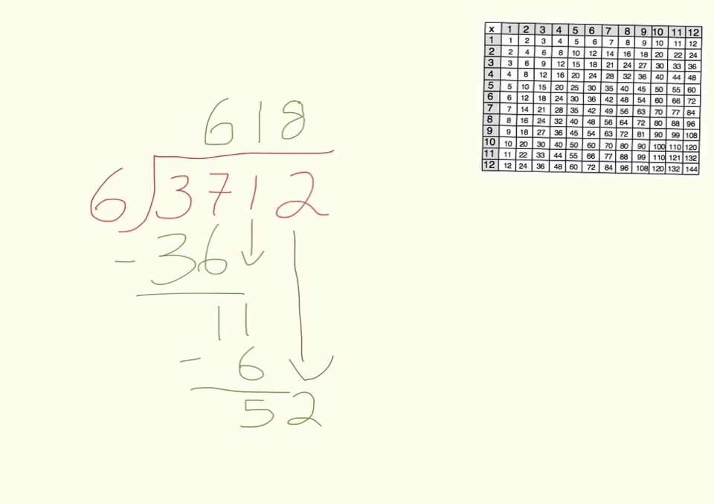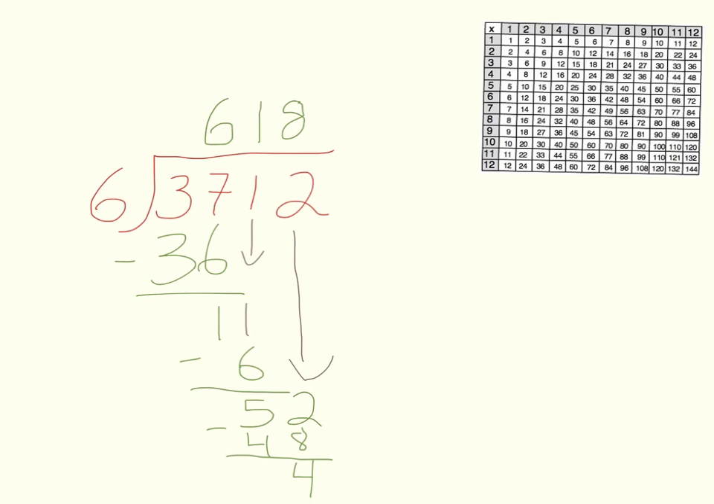What is 8 times 6? Well, 6 times 8 is 48. So my 48 goes down here. And now I'm going to subtract 48 from 52. Again, I'm going to give you a second. Can you figure it out? If you've come up with an answer of 4, excellent.